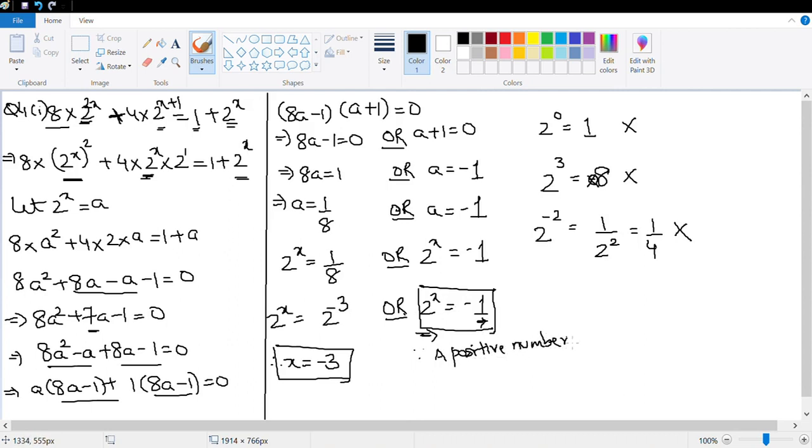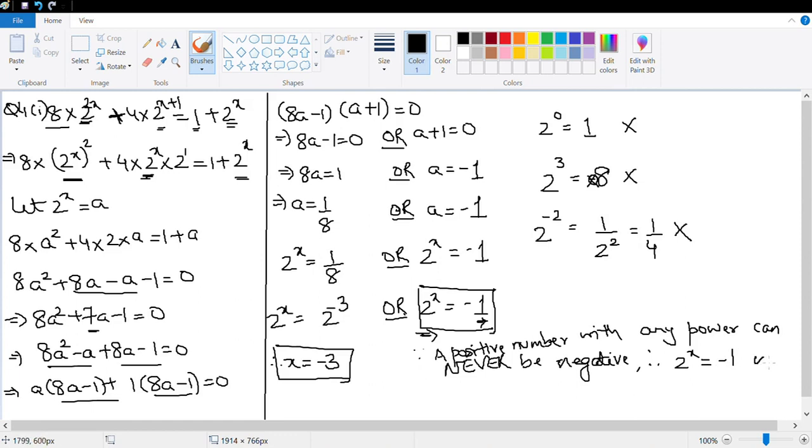with any power can never be negative, therefore 2 to the power x is equal to negative 1 is not possible. So then we are left with only one value of x, therefore x is equal to negative 3.